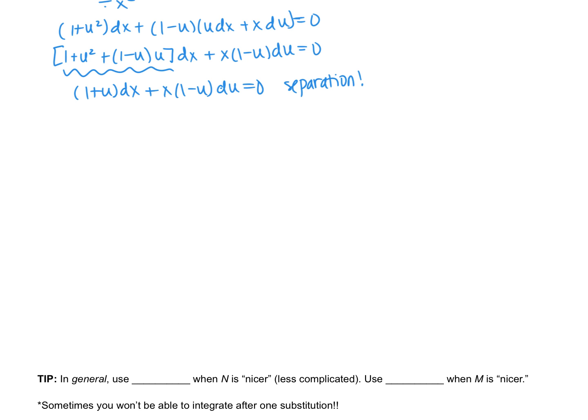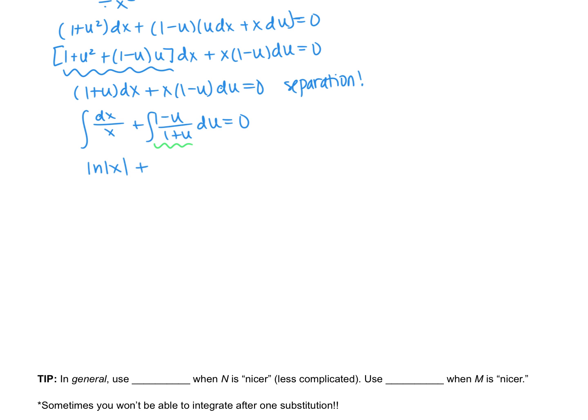Okay, so if I get my u's together and my x's together, I'm going to write everything on the same side. So I get dx over x, add 1 subtract u over 1 add u du is equal to 0. And then I'm going to integrate. So I'm going to get natural log of the absolute value of x.